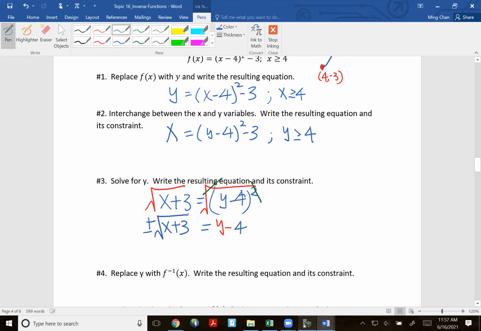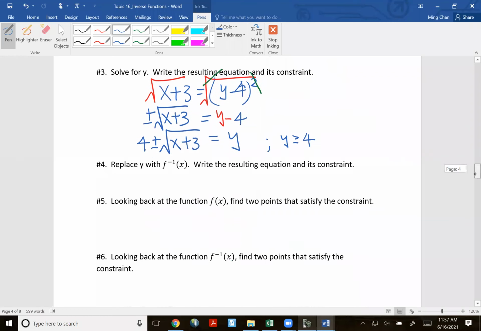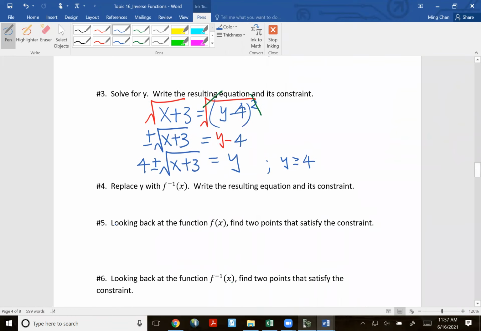To get y by itself, I move the 4 over. So that will be 4. I'm going to put the 4 in the front, okay? That will be 4 plus or minus square root of x plus 3. My condition, y got to be greater than or equal to 4. All right. Now, 5 and 6 is about finding points, okay? So I'm going to do this on the side to show you. If the y value got to be bigger than or equal to 4, then what x values are allowed?